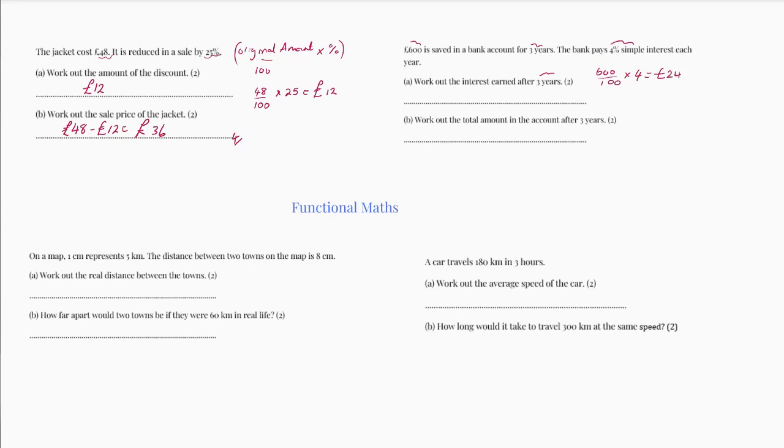So that's £24. But we want to know how much it's earned over 3 years. So it's going to be £24 times 3. So the interest earned over 3 years is £72.